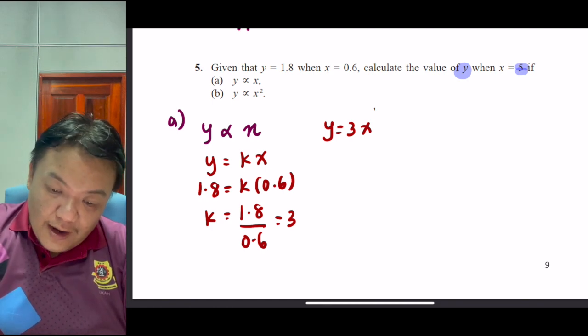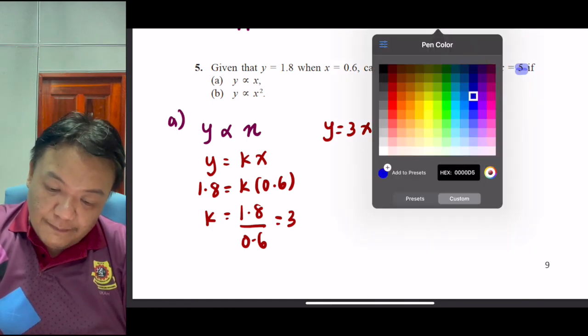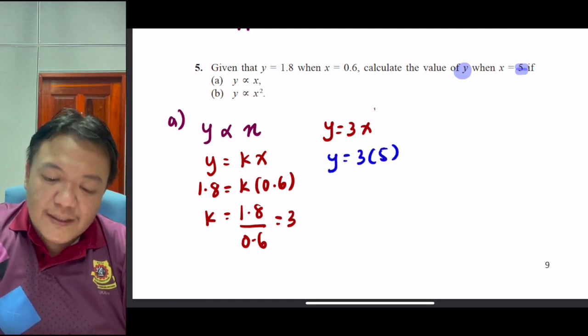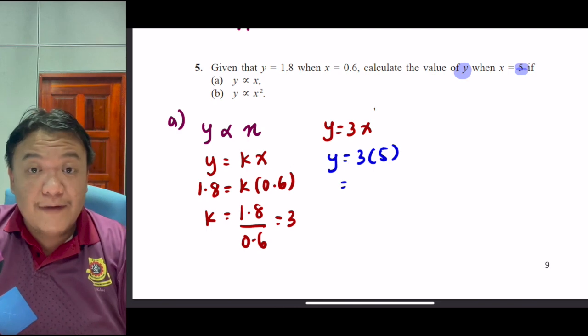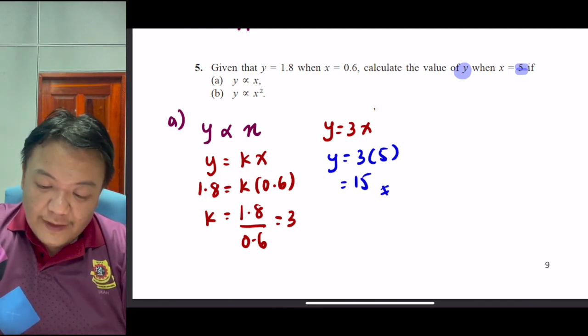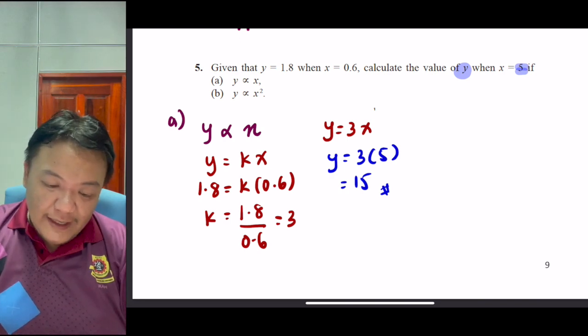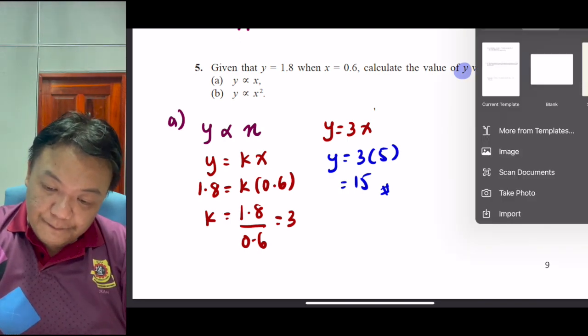So y, I'm using blue. So y is equals to 3 times 5. So 3 times 5 is 15. So that is your final answer. Okay, proceed with B.